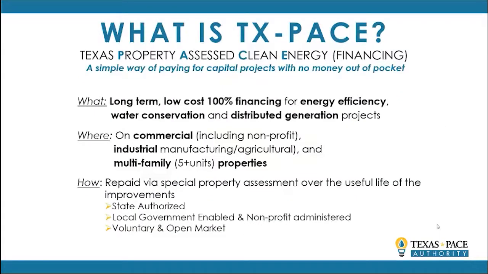So what is Texas PACE? Texas PACE stands for Property Assessed Clean Energy. Basically, it's a way to finance energy efficiency, water conservation, and distributed generation installations for existing commercial, industrial, and multifamily properties. Please note that government property, greenfield construction, and single-family residential are not eligible for PACE in Texas. So PACE can fund up to 100% of the cost of building improvements like lighting, HVAC, insulation, roofs, solar, irrigation, pool pumps, and so much more.